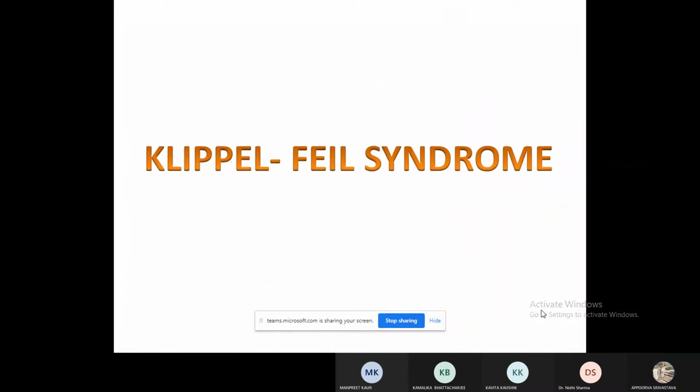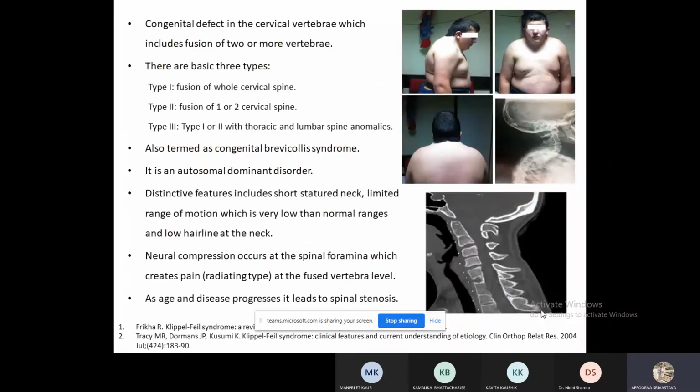Klippel-Feil syndrome. It is a congenital defect in the cervical vertebra which includes fusion of two or more vertebrae. There are three basic types of Klippel-Feil syndrome. Type 1 is fusion of the whole cervical spine. Type 2 is fusion of one or two cervical vertebrae. Type 3 is type 1 or type 2 with thoracic and lumbar spine anomalies, which can be kyphosis, scoliosis, or fusion. It is also termed congenital brevicollis syndrome.